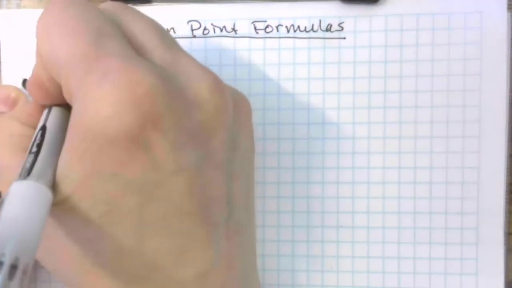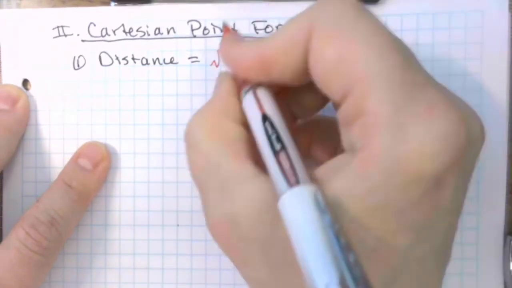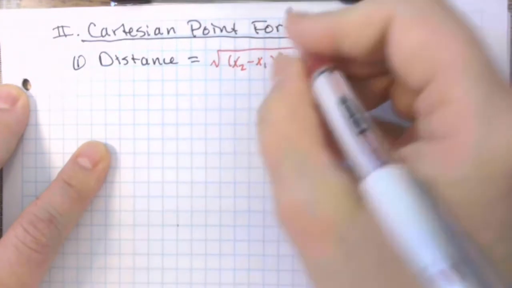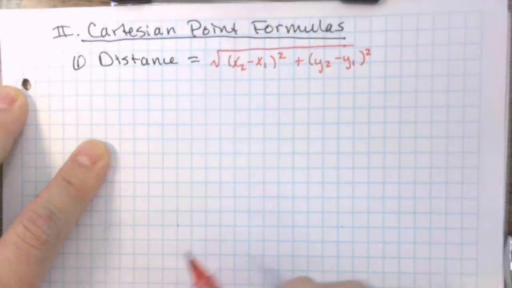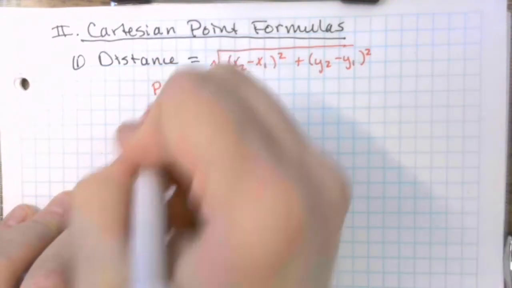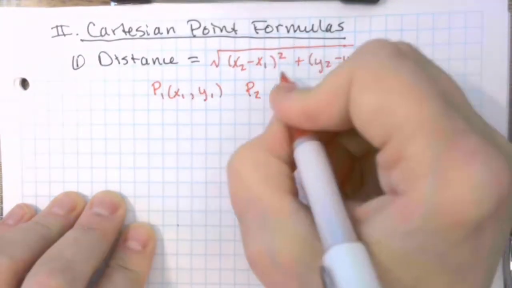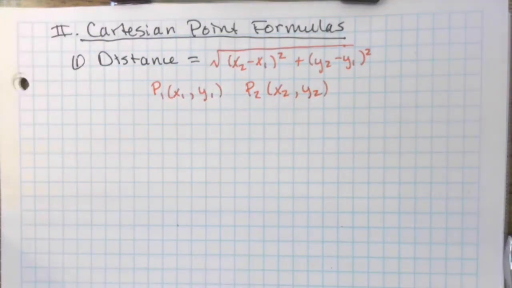All right, formula number 1 is distance formula. And your formula is a big radical, x sub 2 minus x sub 1 quantity squared plus y sub 2 minus y sub 1 quantity squared. And the subscripts on the points are for point 1, which is x sub 1, y sub 1, and point 2, which is x sub 2, y sub 2. Now, just like the number line, you do not have to worry about the order of the points, as long as they go into the formula where they belong.